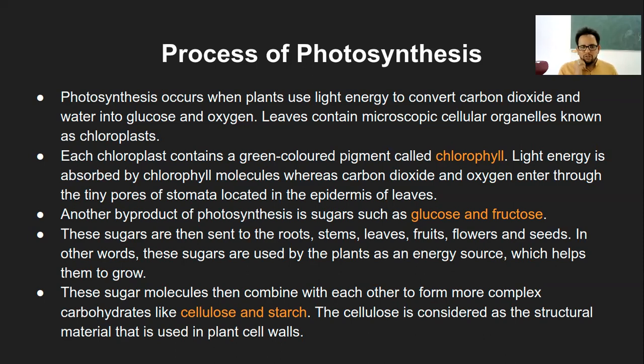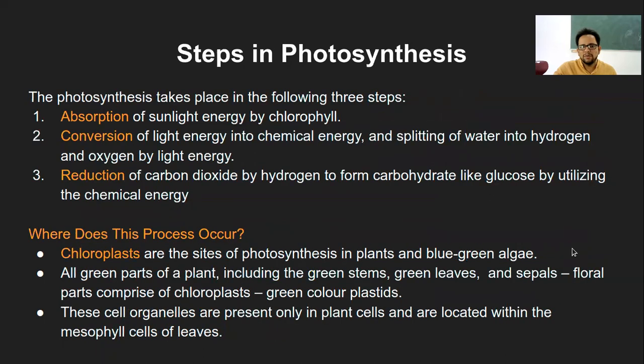Now, the last point: these sugar molecules then combine with each other to form more complex carbohydrates, being cellulose and starch. Cellulose is used for cell wall formation in the plant cell, and starch is used for food in the plant cell. And cellulose is considered to be one of the structural materials used in plant cell walls. So that is the information so far.